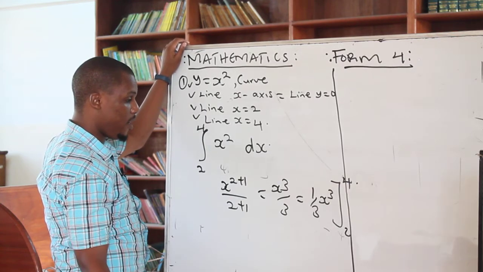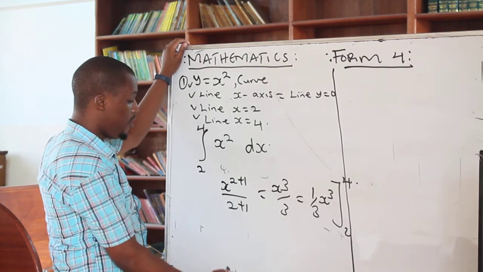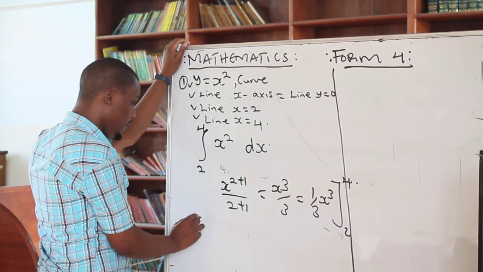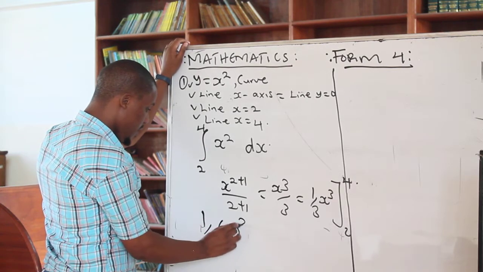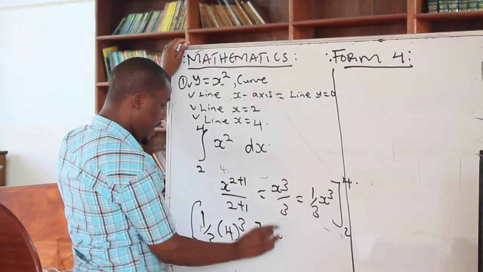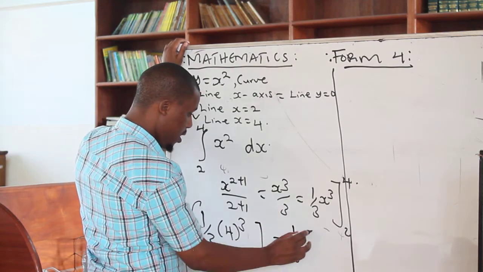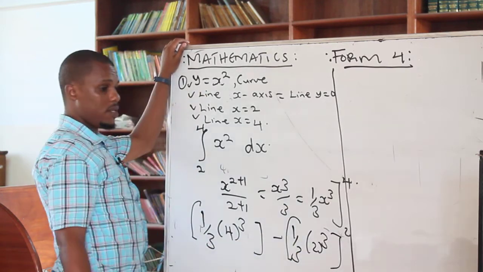Which is going to be a figure. So what you're going to do, we substitute the limit starting with the upper limit, then we feed them to the equation. So this one is going to be 1/3, then instead of x we put 4, so that is 4 cubed. Then we subtract: that is going to be 1/3 of our 2 cubed. And then again we simplify.